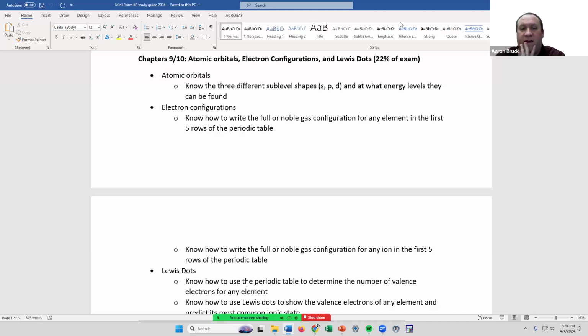And in reality, you need to be able to write the full or noble gas configuration for any element in the first 5 rows of the periodic table, or any ion in the first 5 rows of the periodic table. I'm not going to give you anything out of rows 6 or 7, like I promised you at the time. Anything that involves f orbitals, we were going to avoid because the number of exceptions and the actual configurations themselves are just a little bit too nutty, a little bit above what we're trying to do here. So first 5 rows of the periodic table only.